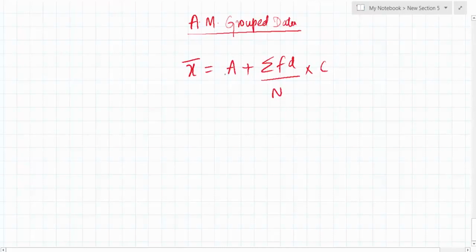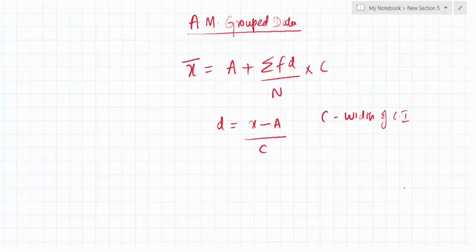So here you should know what is A. A is nothing but an arbitrary number which you have to pick up, and F is nothing but the frequency, and D is nothing but X minus A divided by C. So X is your variables. Each and every variable should be subtracted by the arbitrary number, then it should be divided by C. So what is C? C is nothing but the width of the class interval. So in that way, if you apply this formula, you will be able to find out arithmetic mean of the information which are in grouped form with class intervals.